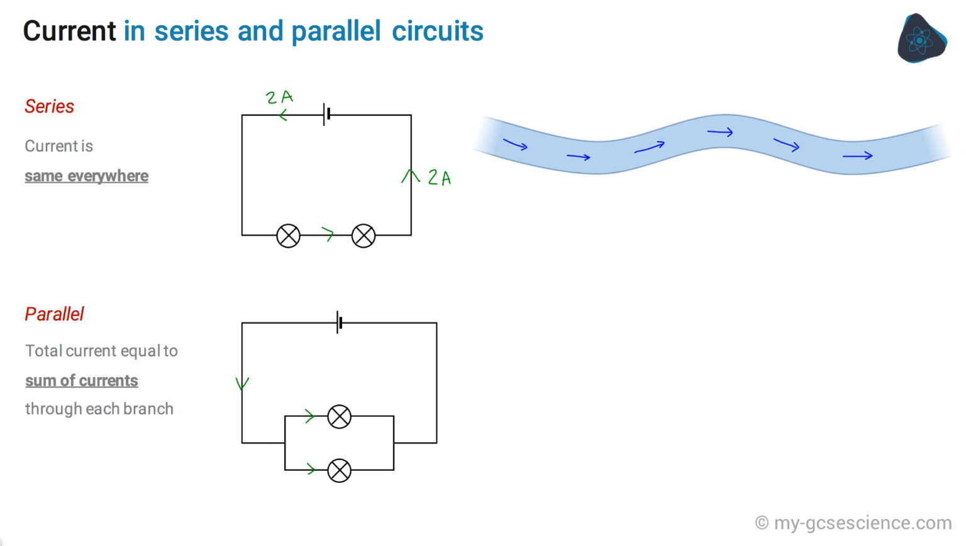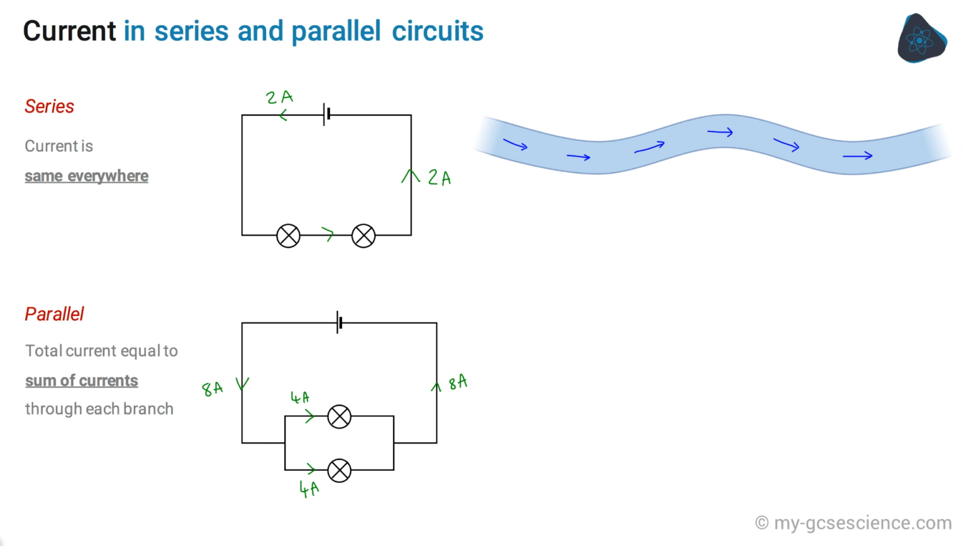If the current through each bulb is 4 amps, then the current going into the parallel section here must be 8 amps. In other words, the total current of 8 amps which was supplied by the cell split up in the parallel section before joining together once more to give 8 amps in the remaining section of the circuit.